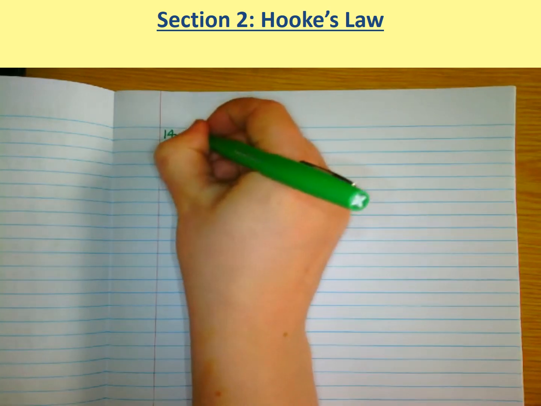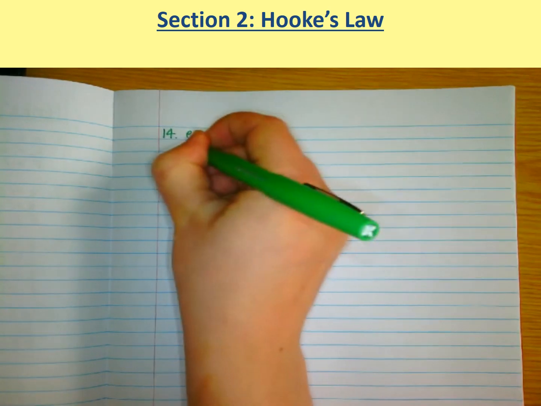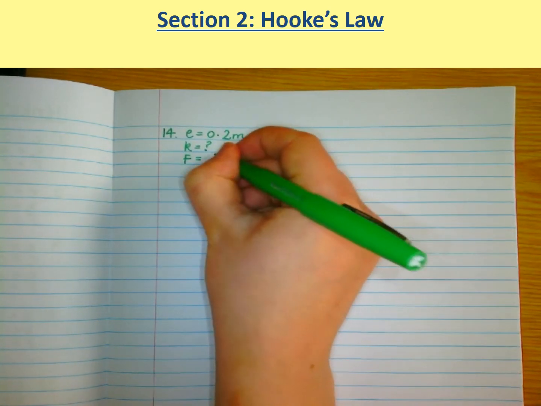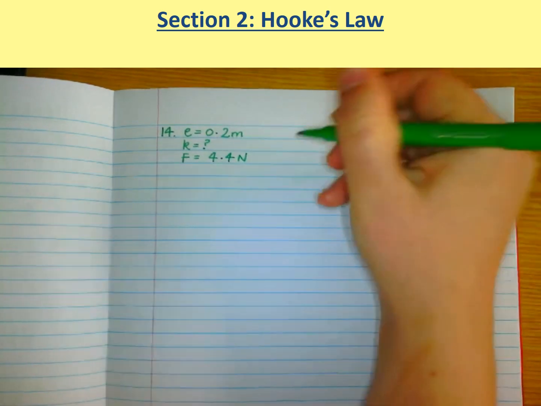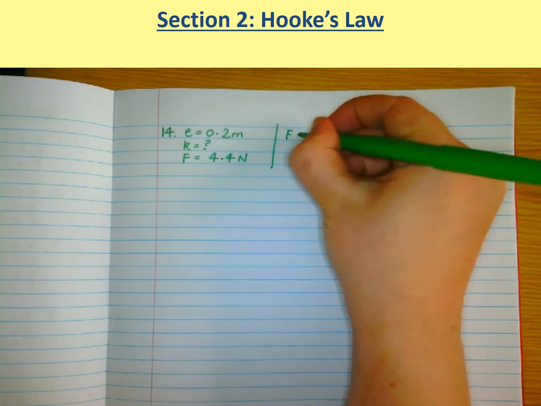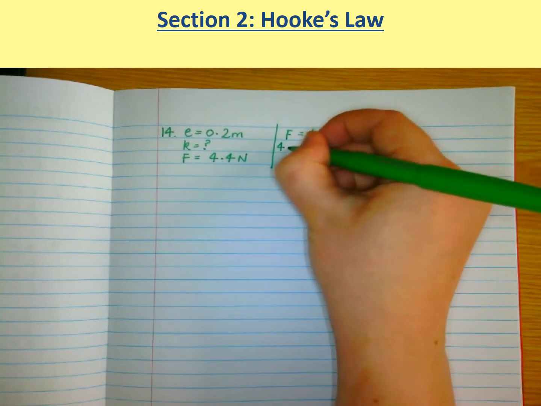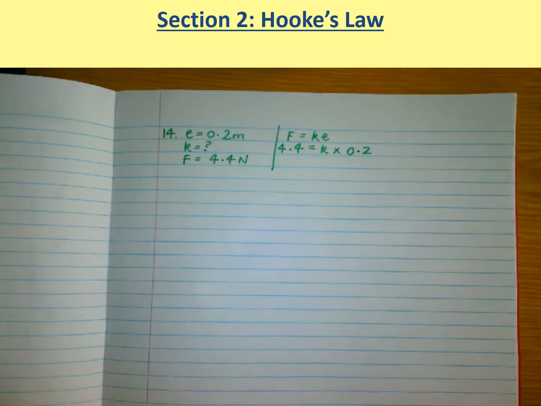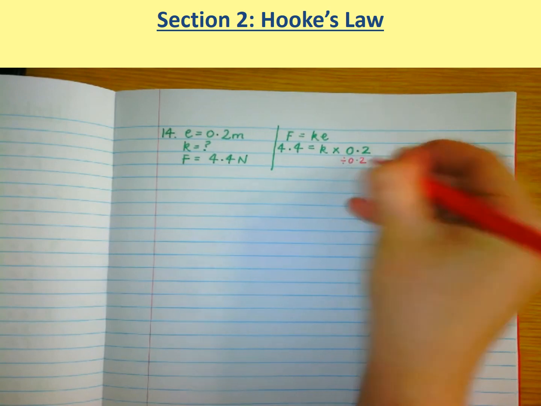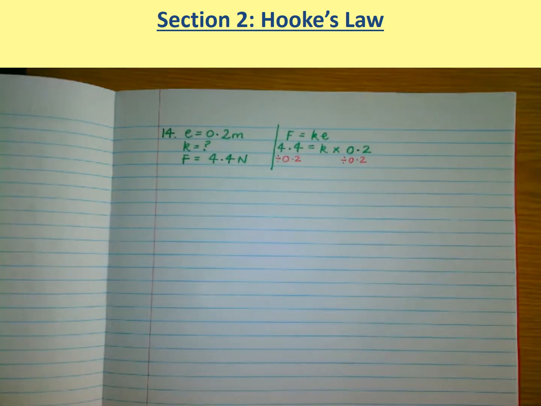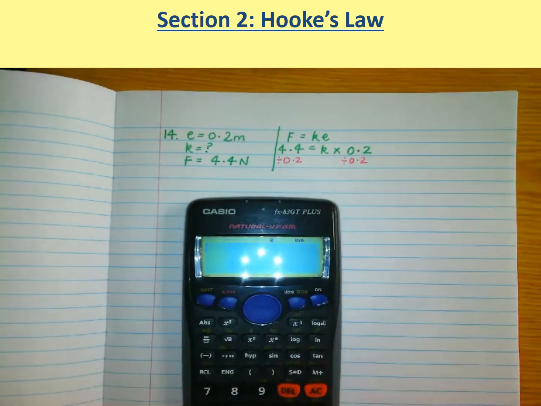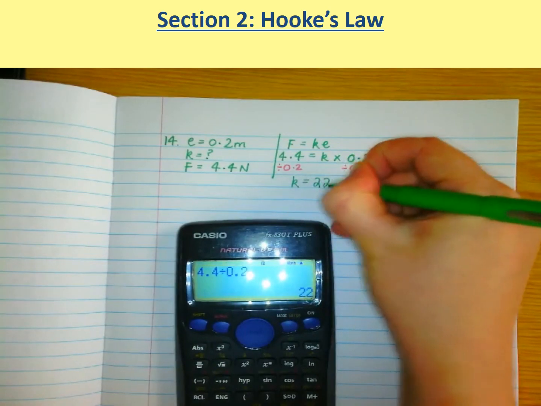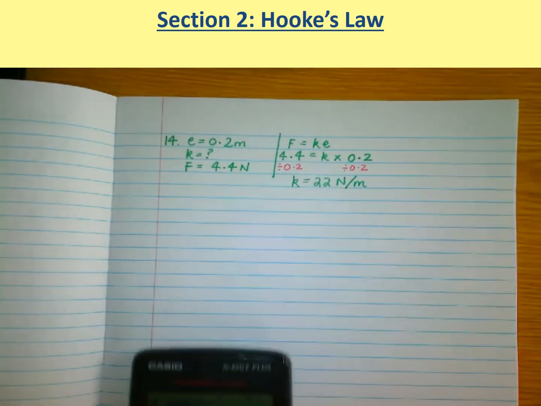Question 14 says that a spring extends by 0.2 metres and we need to find the spring constant K when a force of 4.4 newtons is applied. So we write the equation, as always, in the same form, F equals KE. The force in this case is 4.4 newtons, and so we can write 4.4 equals K times 0.2. Now to get K on its own, we divide both sides by 0.2, and since 0.2 divided by 0.2 is 1, we can ignore that, and on our calculators we'll do 4.4 divided by 0.2, and that gives us an answer of 22. So the spring constant K is 22 newtons per metre.